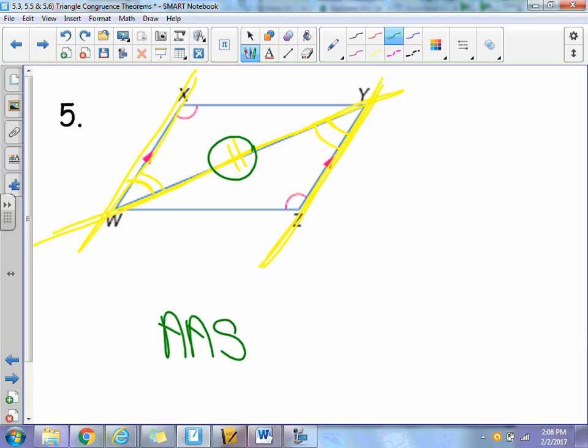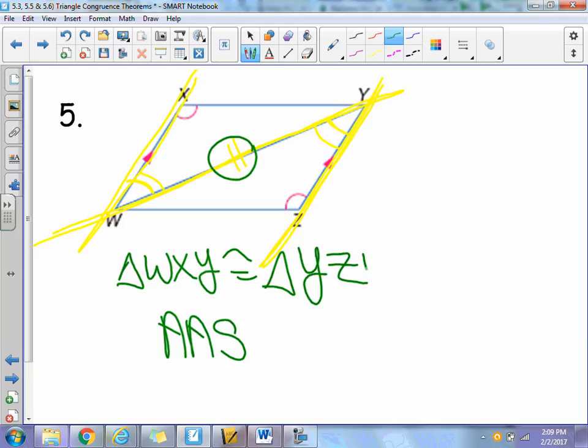Angle, then an angle, then a side. And it's triangle WXY is congruent to what matches W? Why is W first? Don't I just call it like that? Yep, you can pick anything first. Right, Y will go next. Okay, what matches this X? Z, and then W.